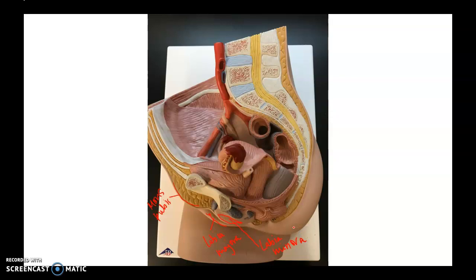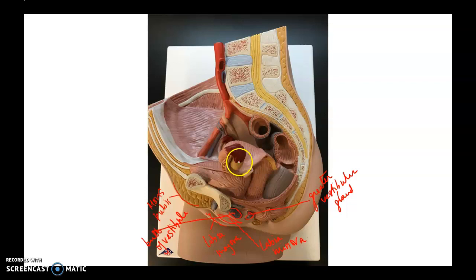We also see few other structures superficially. This little thing right here is called the greater vestibular gland. And this right here is the bulb of vestibule. These structures have different secretory functions, like they secrete mucus and other minor secretions.